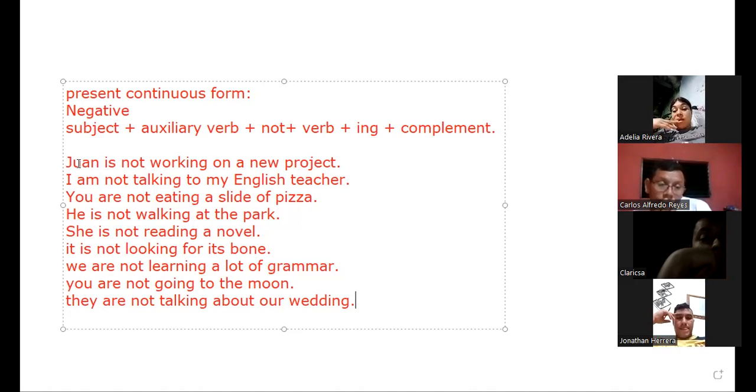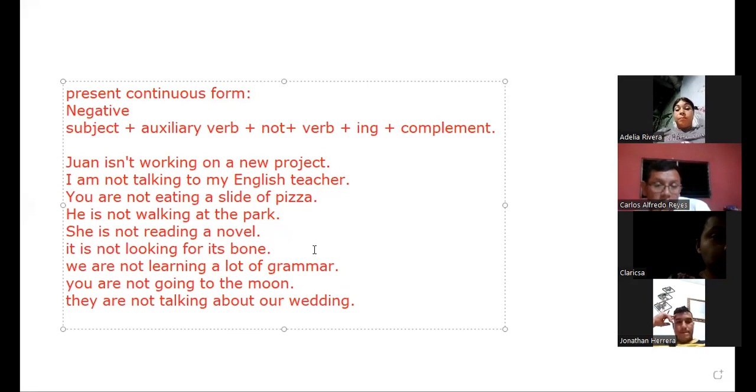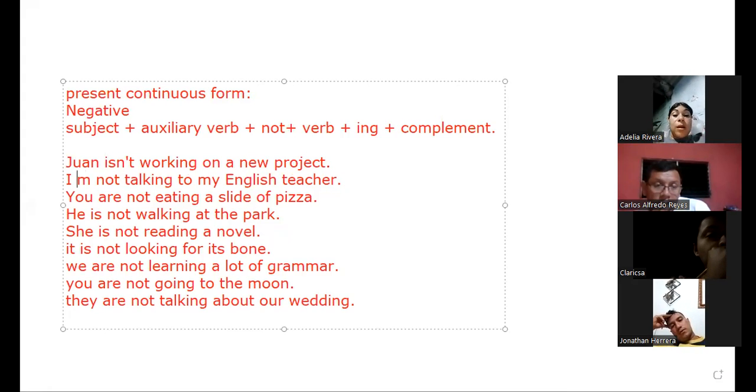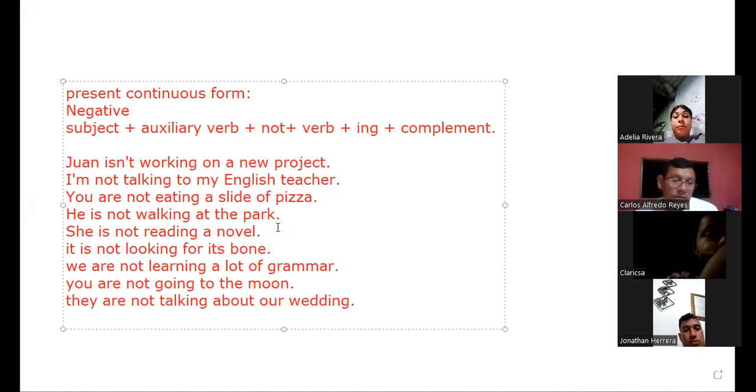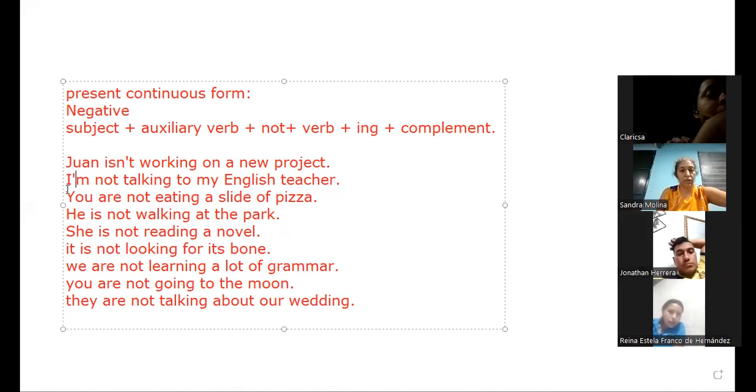Juan isn't working on a new project. So what we do is we do the contraction over here and we read Juan isn't working on a new project. So you do the contraction. Now, let me see. Adelia, can you do the second one for me? I'm not talking to my English teacher. Yes, I'm not talking to my English teacher. Yes, very good. Excellent. Jonathan, tercera.